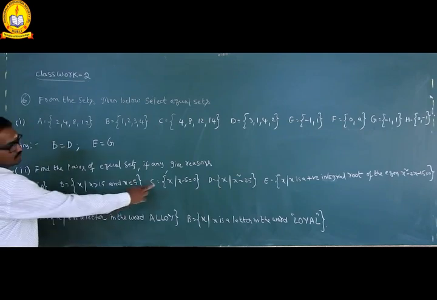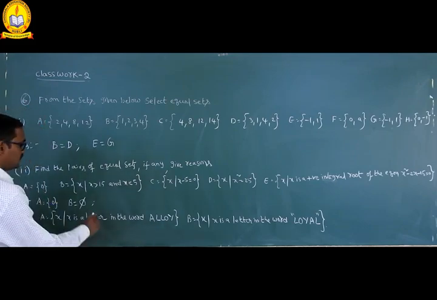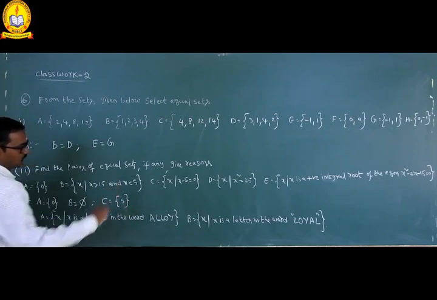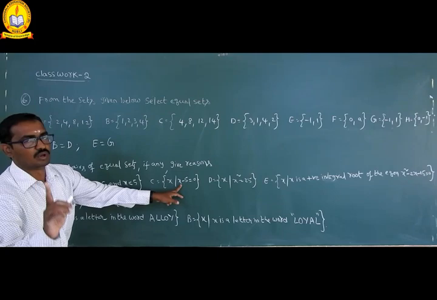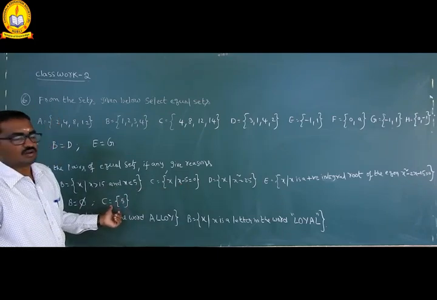Next, set C is equal to {x such that x minus 5 is equal to 0}. So it is a singleton set. x minus 5 is equal to 0, then x is equal to 5. One and only one value satisfies this equation. So C is equal to singleton 5.